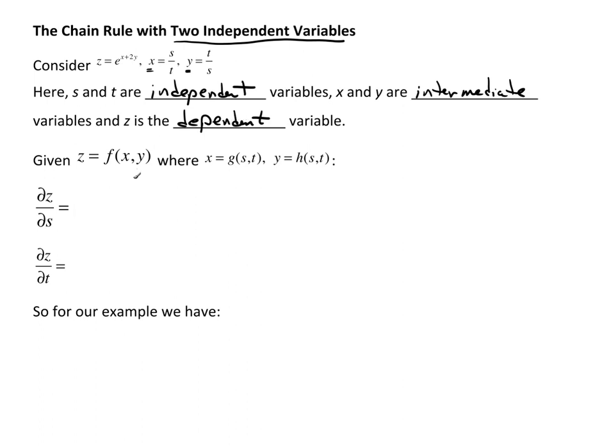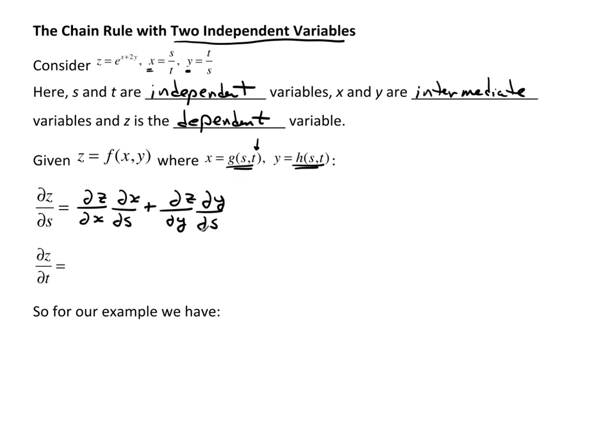Given z equals f of x, y, where x is a function of s and t, and y equals h of s, t, again another function of s and t, the partial of z with respect to s, treating t in this case as if t was a constant, could be equal to the partial of z with respect to x times the partial of x with respect to s, plus the partial of z with respect to y times the partial of y with respect to s. That's probably exactly what you were just thinking.